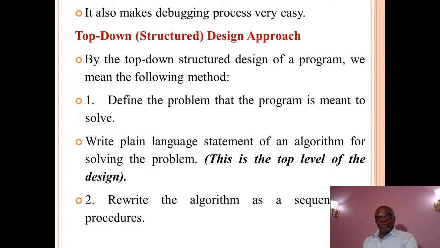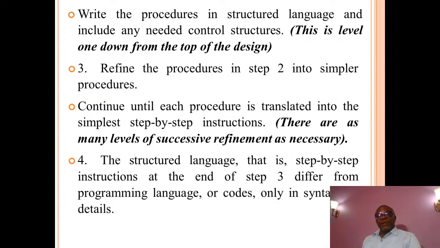Then two, you write the algorithm as a sequence of procedures that are going to be used. In our previous lecture, we also defined what an algorithm is. Now, you write the procedures in structured language and include any needed control structures. You call this level one, down from the top of the design.